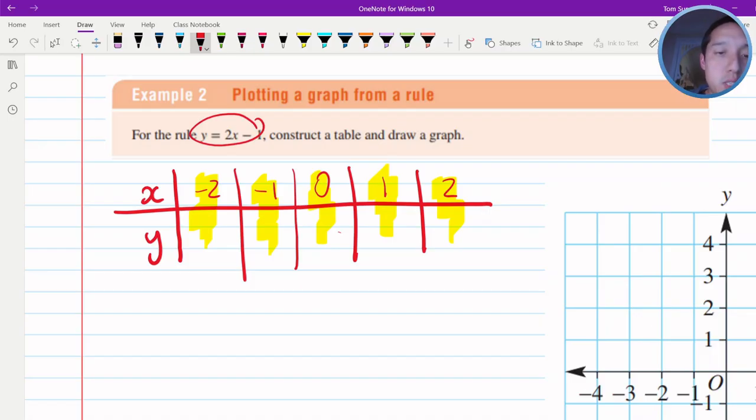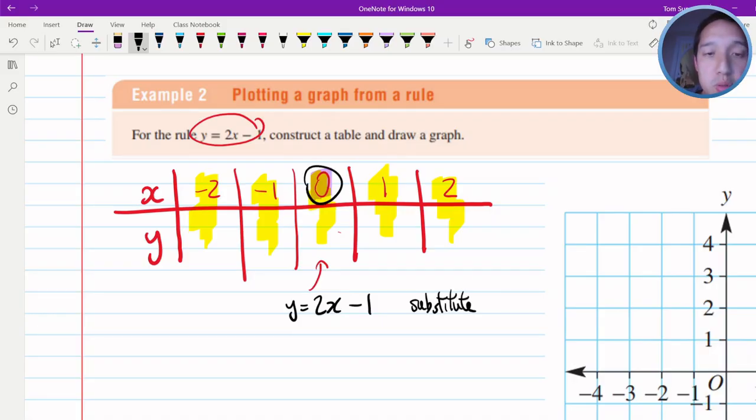So for example, let's look at this one first. We want to determine what that y value is. Well, you have an x value. The x value is 0. So all you have to do is write the rule down. y is equal to 2x minus 1. That's the rule that we want to follow. We want to substitute what we know, and what we know is x is equal to 0.